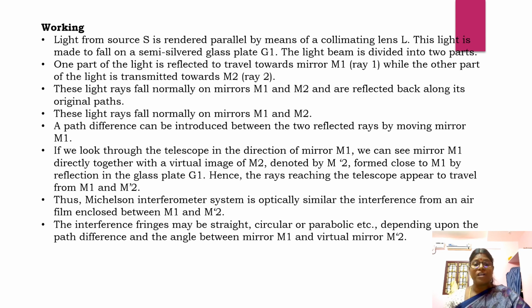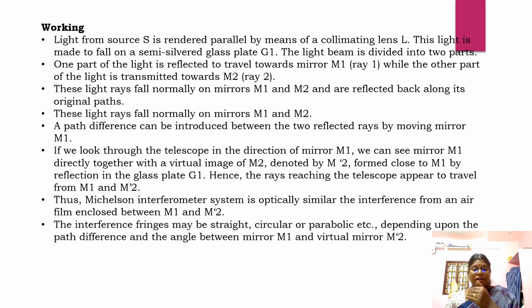These light rays fall normally on mirrors M1 and M2 and are reflected back along their original path. A path difference can be introduced between the two reflected rays by moving the mirror M1 with respect to the glass plate G1. So if we look through the telescope in the direction of mirror M1, we can see mirror M1 directly together with a virtual image of M2, denoted by M2 prime.